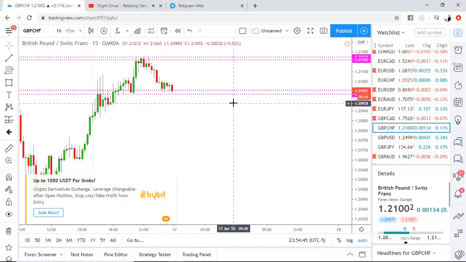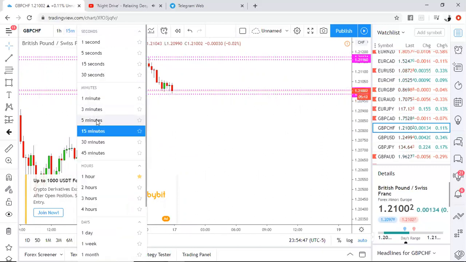Five minutes left on this 15-minute candle. What if I go down to the 5-minute?